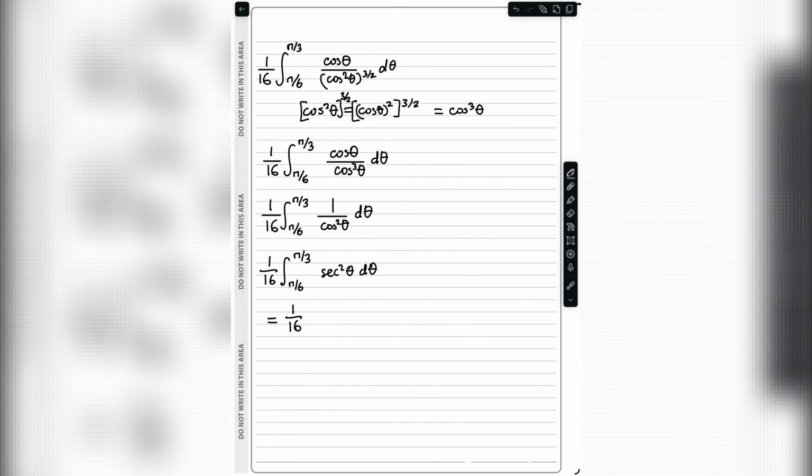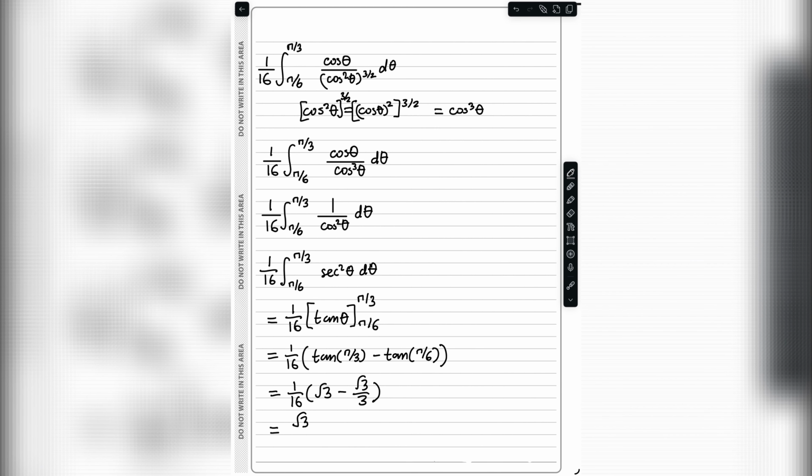And when we integrate sec squared theta, we have tan theta, and we're going to solve this between our limits. So we have 1 over 16 multiplied by tan of pi over 3 minus tan of pi over 6, giving us 1 over 16 multiplied by root 3 minus root 3 over 3. So the final answer is root 3 divided by 24.